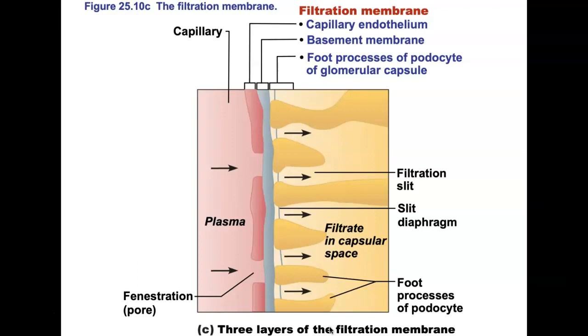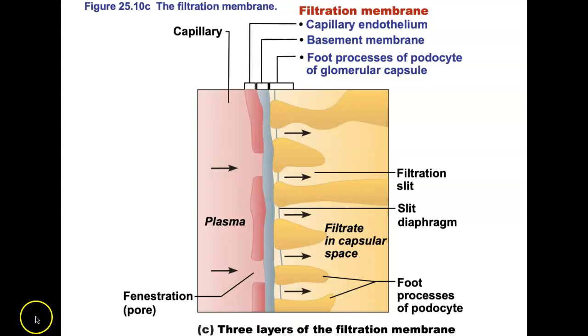Larger molecules pass with great difficulty, and those that are larger than 5 nanometers are generally inhibited, or they're barred from entering the tubule. Keeping the plasma proteins in the capillaries maintains what we call a colloid osmotic pressure of the glomerular blood, preventing the loss of all its water to the capsular space.